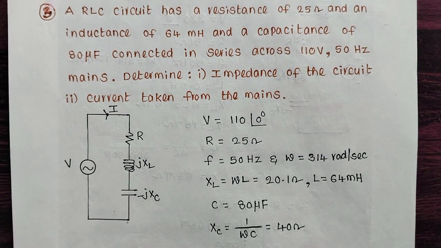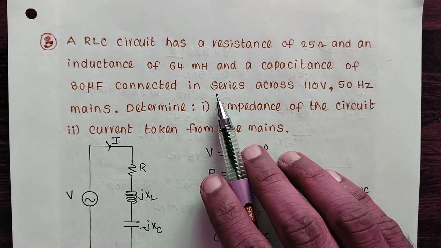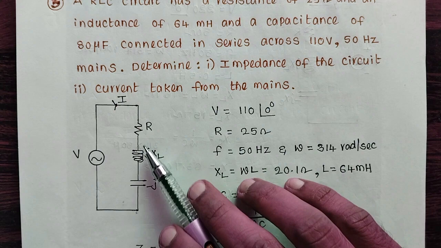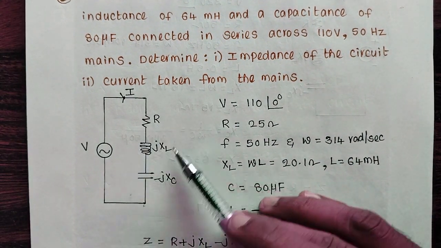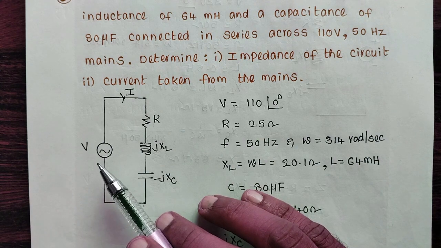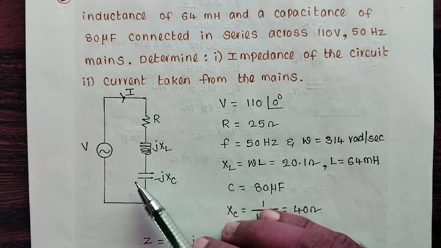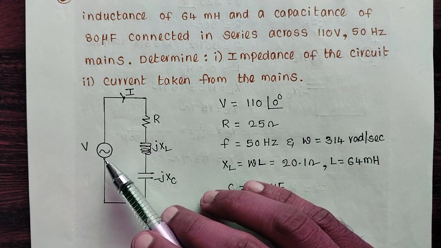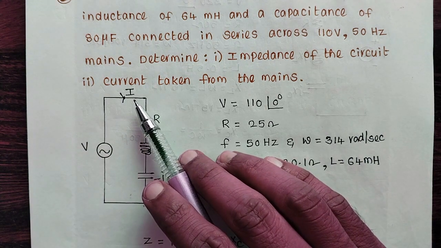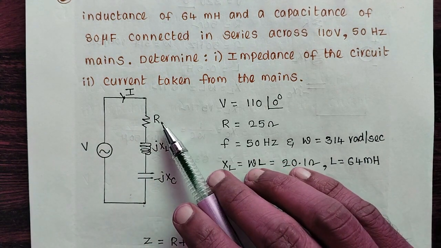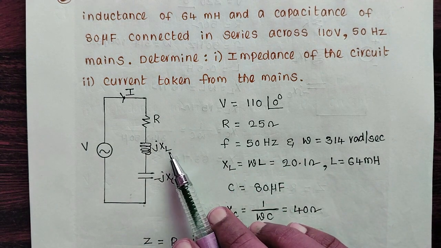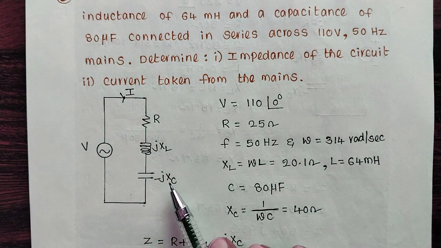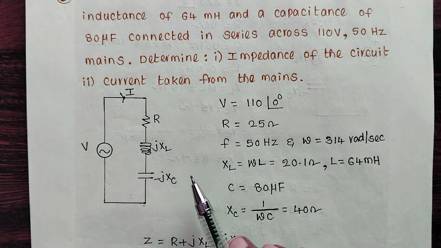So here resistance, inductance and capacitance are connected in series, and that combination is connected to a voltage source. When this combination is connected to a voltage source, there is current in the circuit. Resistance is R ohms, inductance is j XL ohms, and capacitance is minus j XC ohms.